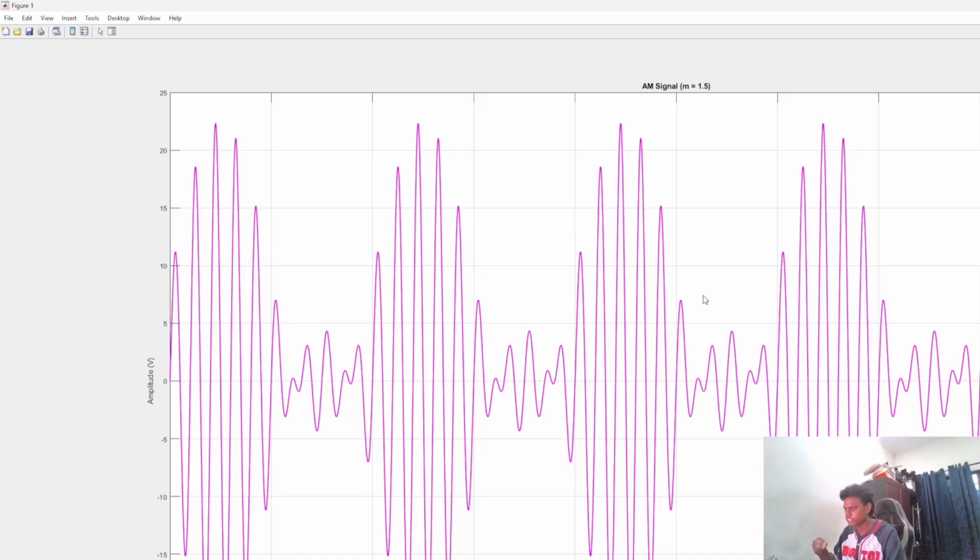The graph shows distortion in the envelope. The envelope no longer follows the original modulating signal correctly. This phenomenon is known as over-modulation. As a result, the receiver will have difficulty recovering the original information signal accurately.